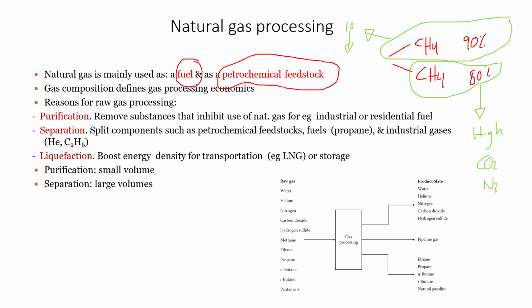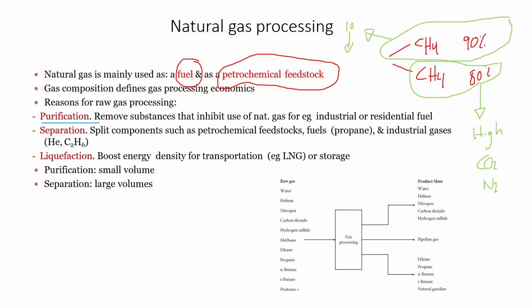So the main reasons for gas processing, as we explained earlier, you can classify here and give them other classifications. First of all is purification, which is the removal of substances that might inhibit or prevent the selling of natural gas, or that might reduce the calorific value of the natural gas, such as N2, CO2, and H2S as well.